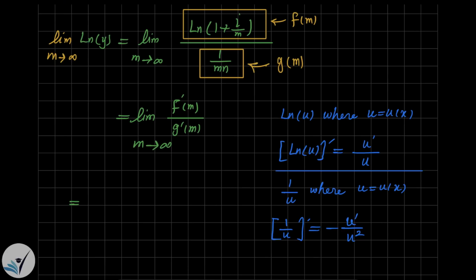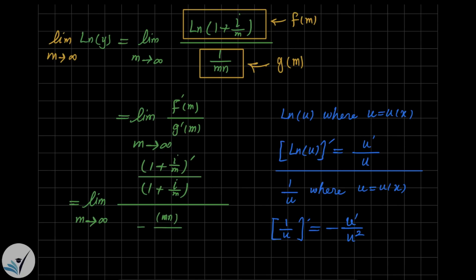We have the limit as m approaches infinity. In the numerator we have the derivative of 1 plus I over m, divided by 1 plus I over m, and in the denominator we have negative of the derivative of mn divided by mn squared.